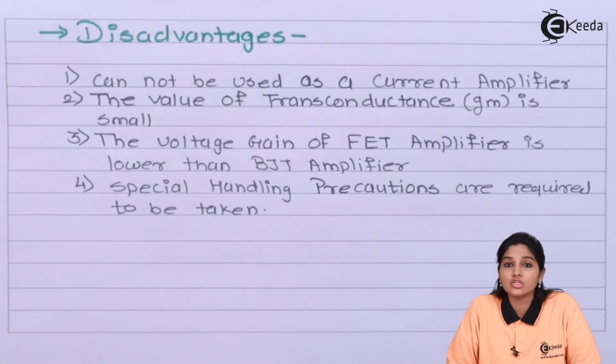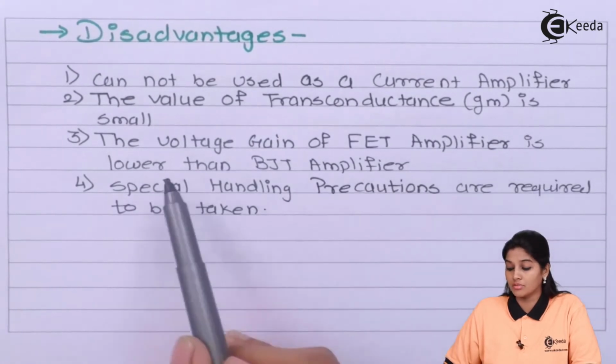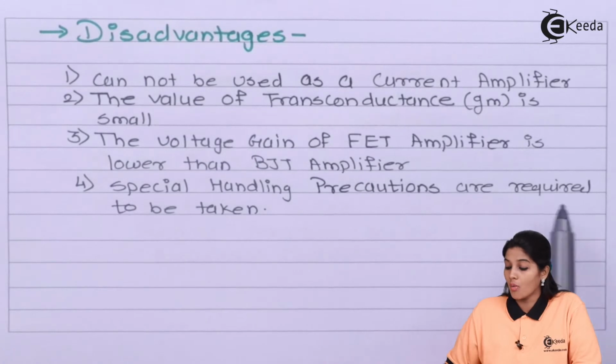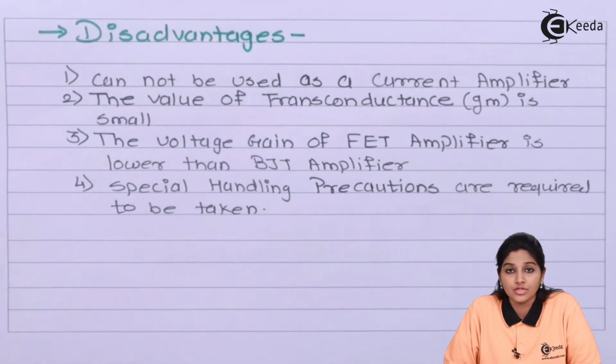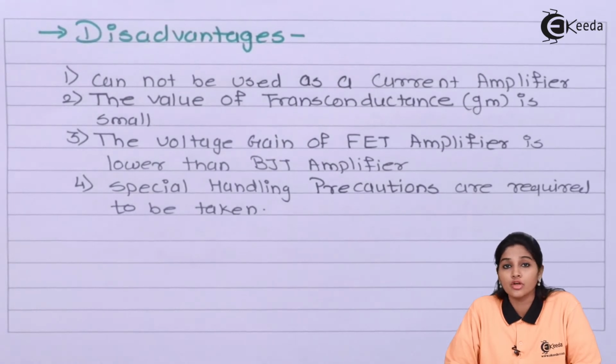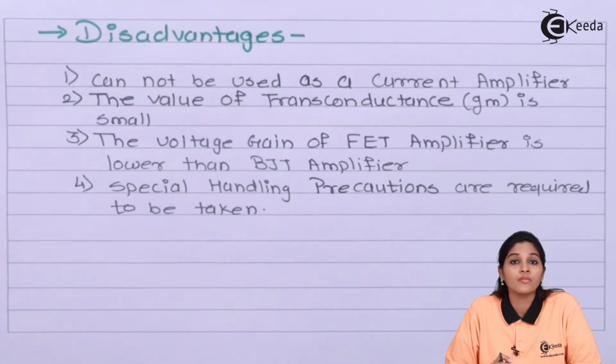The next disadvantage of FET is that the voltage gain of FET is lower than BJT. And the last one, special handling precautions are required while handling FET, as it is very small in size and compact and light in weight. Therefore we need to take care while fabricating it into the IC or while handling it in the circuit. So these are some of the disadvantages of FET.